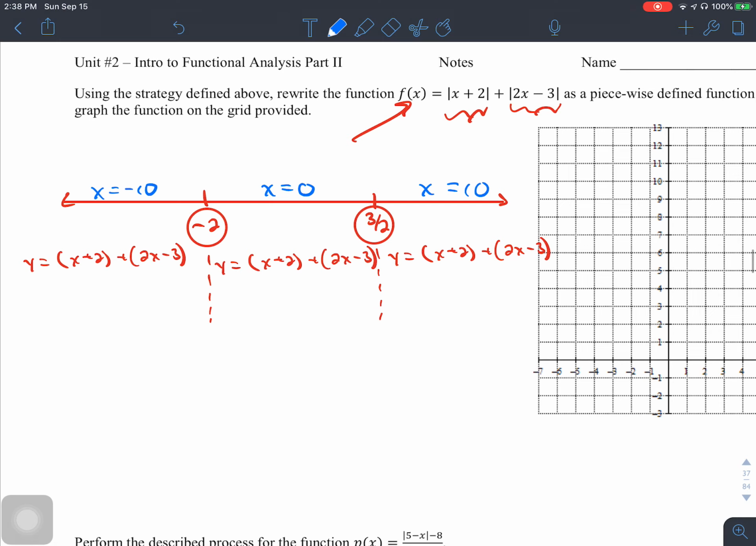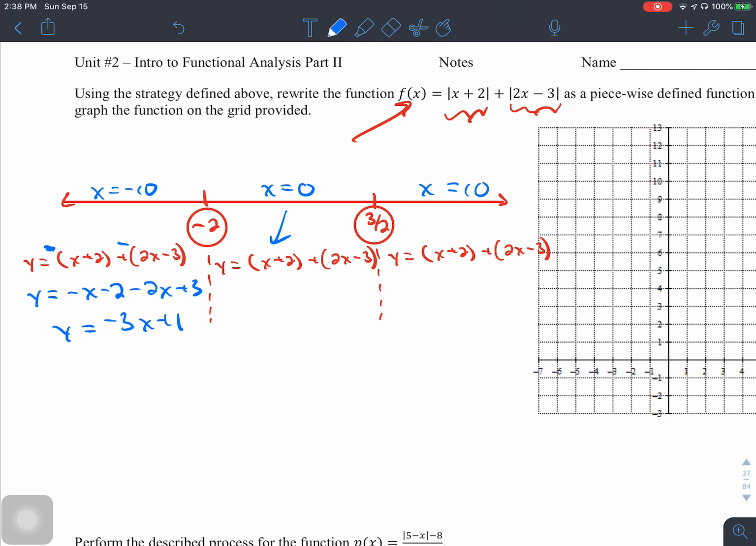If I put a -10 into this first set of parentheses, it's going to end up being negative because -10 plus 2 is -8. If I put a -10 into the next one, that's going to be -20 minus 3. They're both going to be negative. So to get rid of my parentheses, we're going to get -x minus 2 minus 2x plus 3. This simplifies to y equals -3x plus 1.